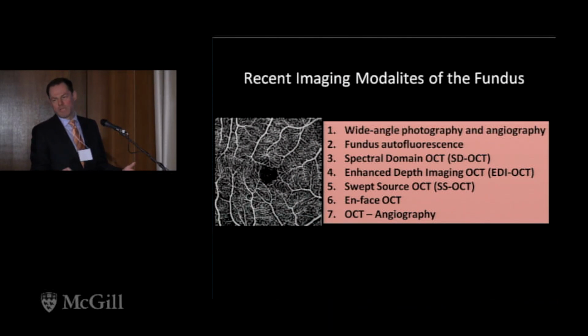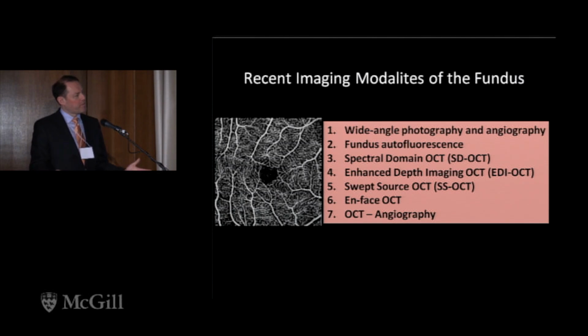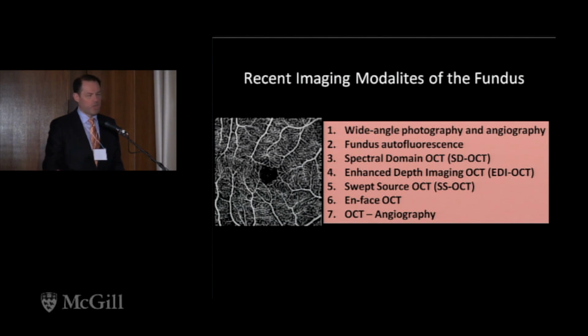So what are some of the more recent tests that we're starting to use to look at vascular tumors? I've listed them here, and we'll try and go through these in the short time that we have. We're going to talk a little bit about wide-angle photography and angiography, some images you've seen in previous presentations. We'll talk a little bit about fundus autofluorescence, spectral domain OCT, enhanced depth imaging OCT, swept source OCT, en-face OCT, and a little bit about OCT angiography, which you'll hear later on in the day with Dr. Romero.